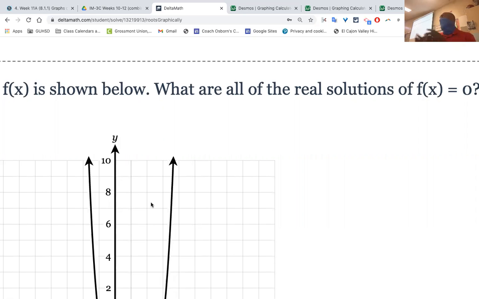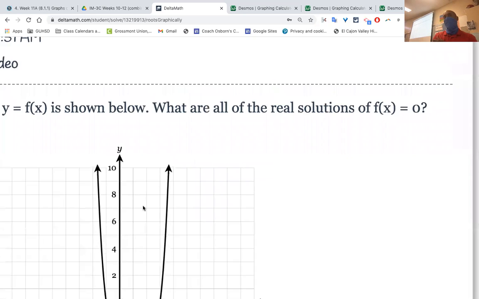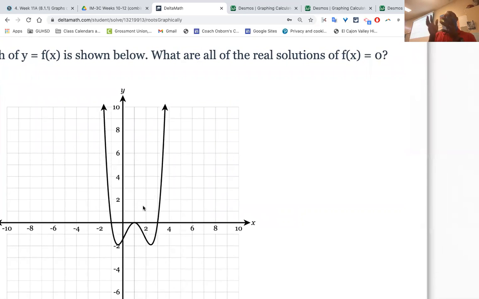The reason that they have different names is because if I'm looking at the graph, it says x-intercept. If I'm trying to describe a function and what it's all about, where it comes from, where it starts, where it ends, then I say a root.